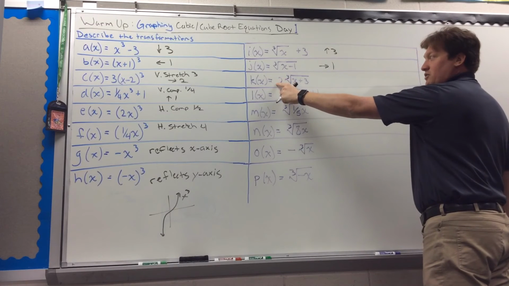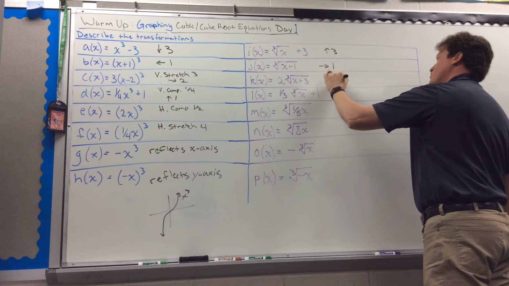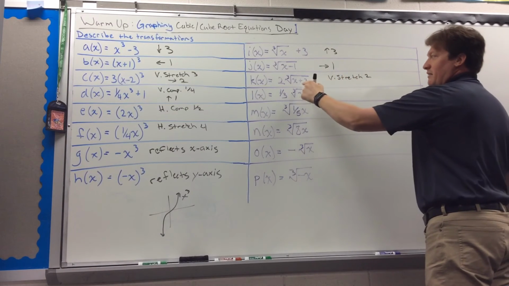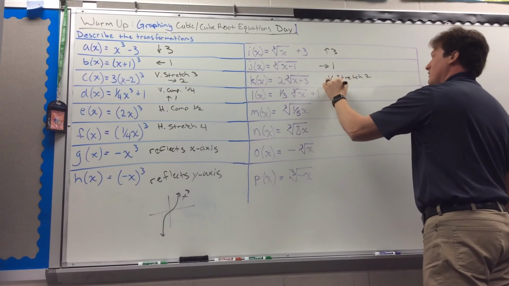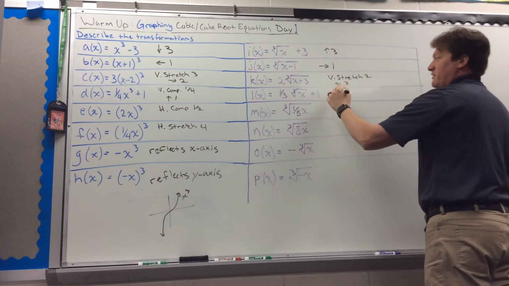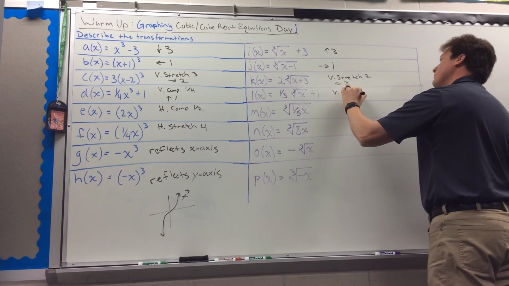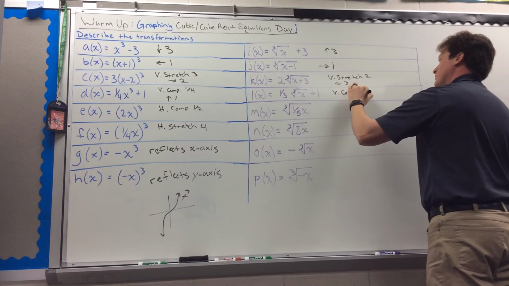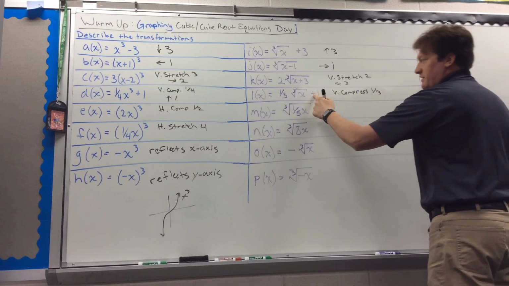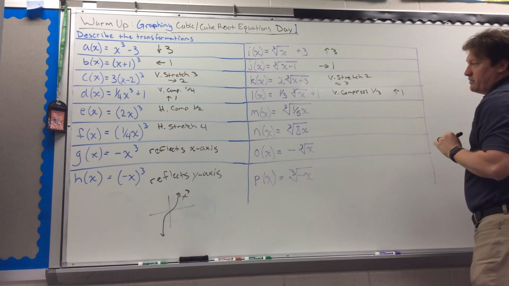Same thing here. I've got a 2 as my A value. That is a vertical stretch of 2, and I'm moving to the left 3 units. 1/3 as an A value means it's a vertical compression. Vertical compression of 1/3. The 1 as a D value means I'm going up 1 unit from the parent function.